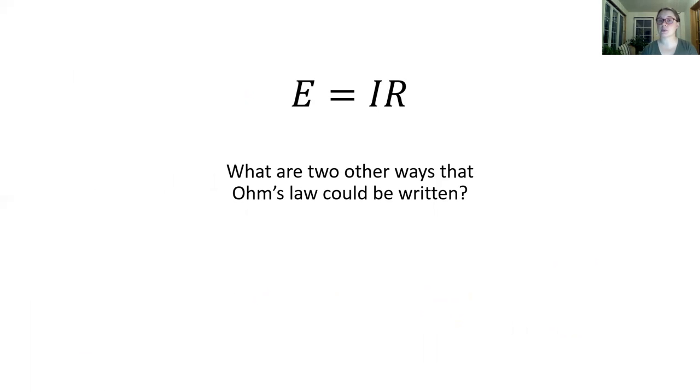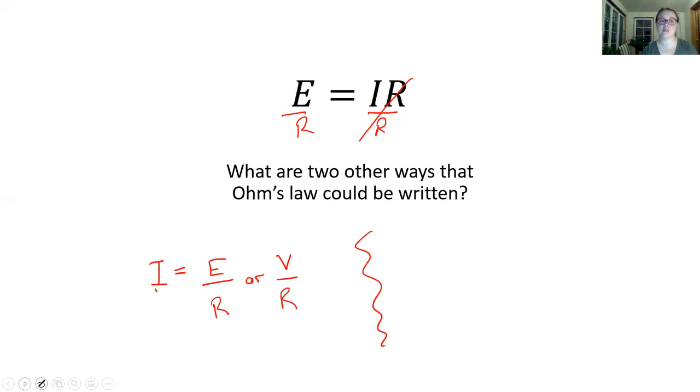So what are two other ways that we could write Ohm's law? I started out with a review of algebra because I wanted to make sure you could rearrange these. So there are two other ways to write Ohm's law. We can write Ohm's law as I equals something. Well, if I want I alone, I would have to divide both sides by R. Dividing both sides by R, current is equal to voltage divided by resistance, or V over R. So there's one of the laws we could have.